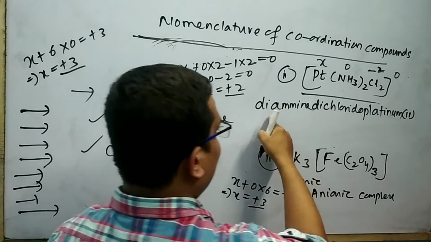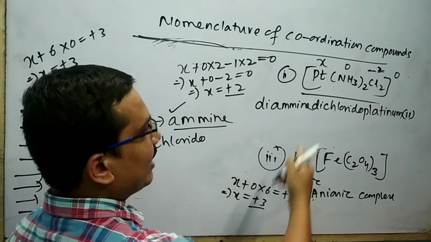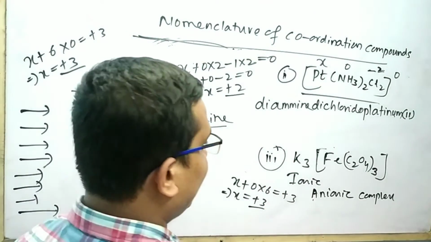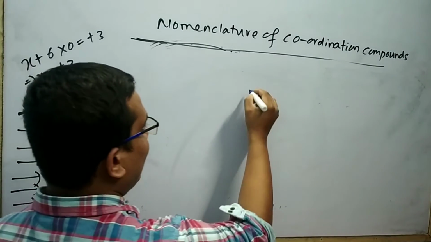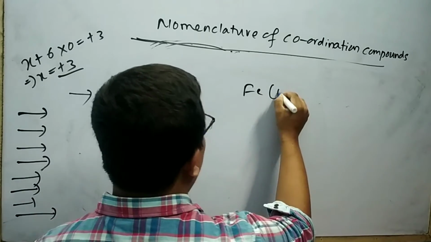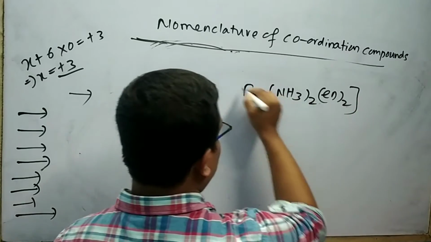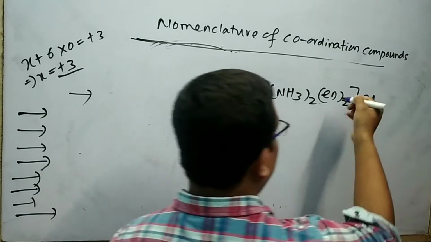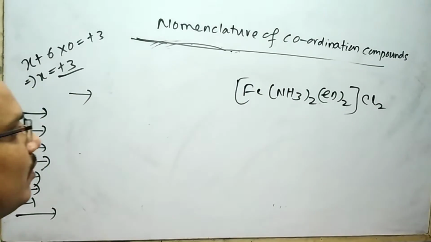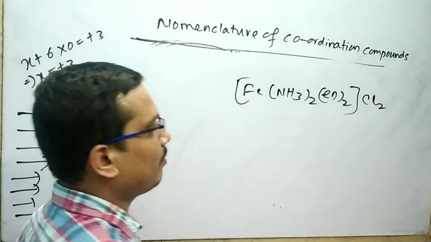The name of this compound is diamminedichloridoplatinum(II). Suppose I will take another example: [Fe(NH3)2(en)2]Cl2. This is another example. What is the name of this coordination compound?